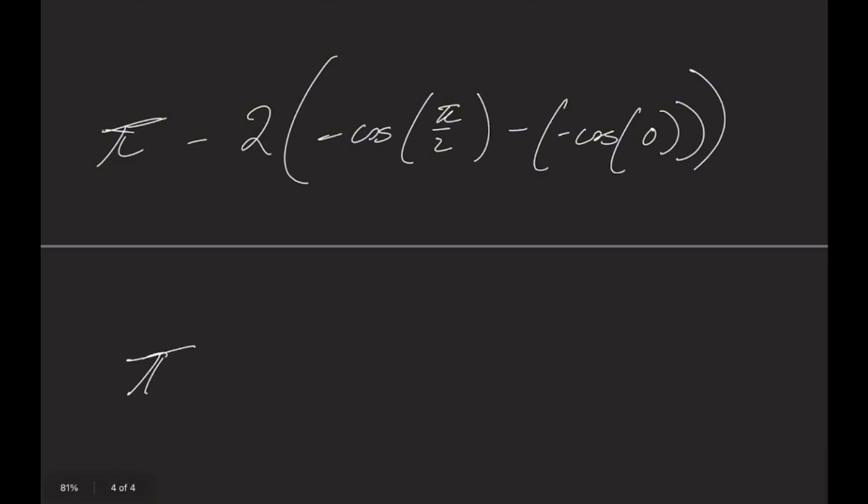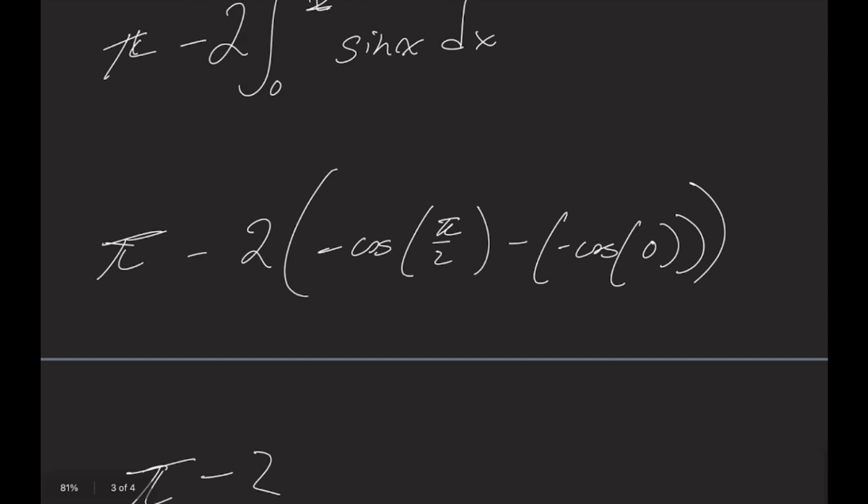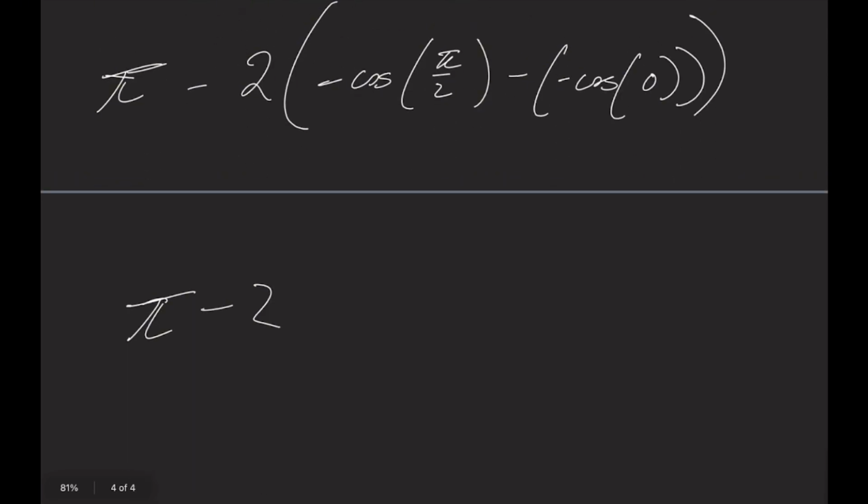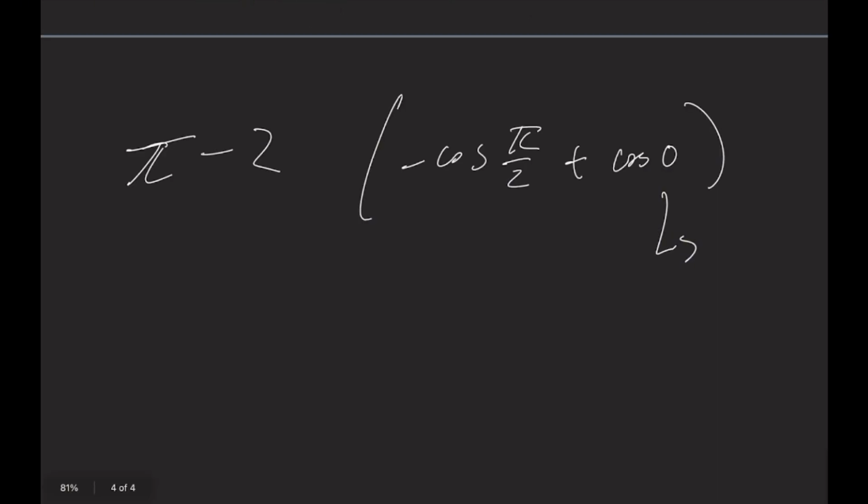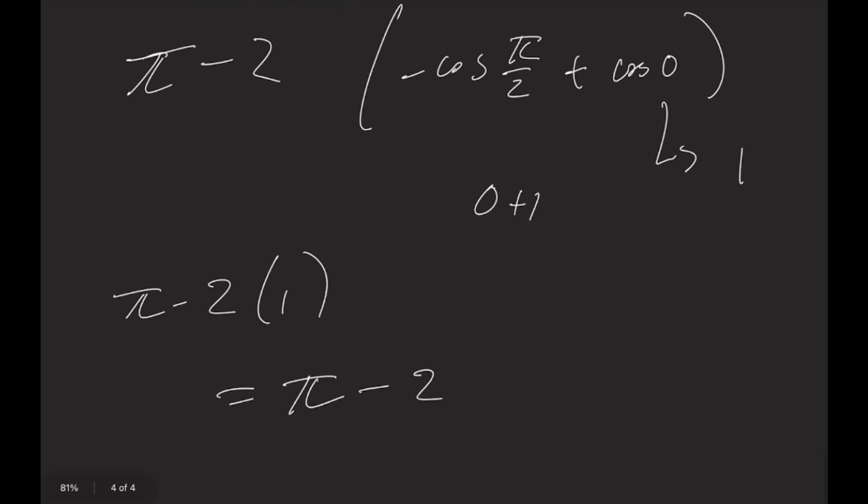So we have pi minus 2 times. The best way to look at this is we go from inside to out. The 2 minus signs in the middle are going to be equal to a positive sign. So cosine of 0 is equal to 1, and cosine of pi over 2 is equal to 0. So this is 0 plus 1, and so we have pi minus 2 times 1, which is equal to pi minus 2. That is the answer.